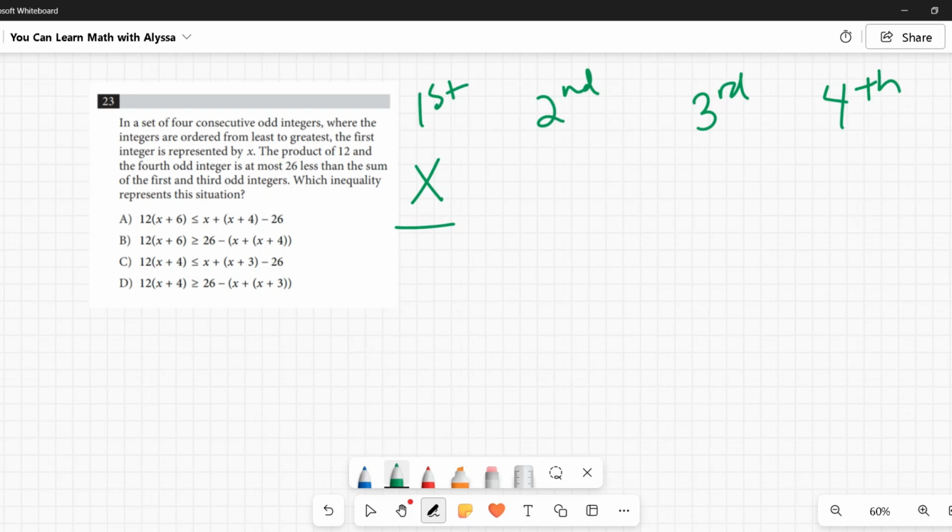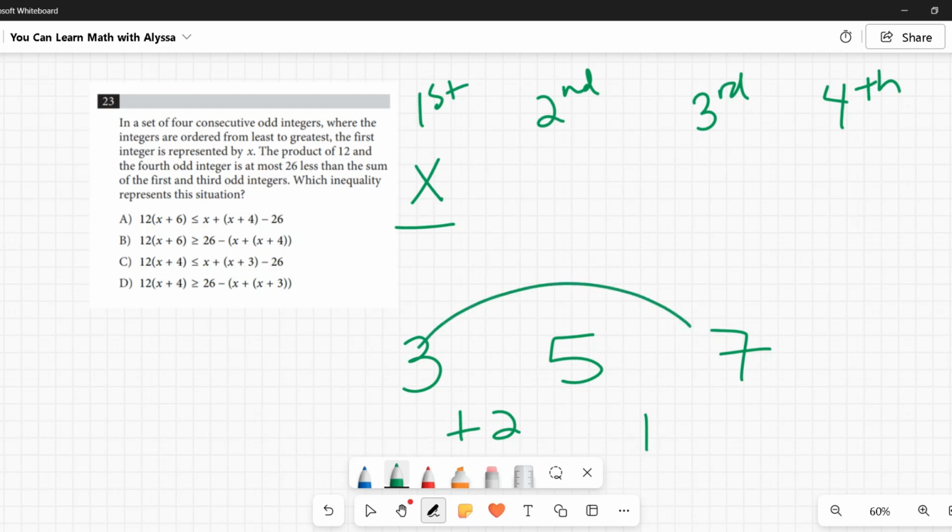Well, let's put a real number in here and say, okay, if this was 3, how would I get to the next odd integer of 5? I would add 2. Then to get to the next odd integer of 7, I would add 2 again. So to get from 3 to 7 would be adding 4. Then how about 9? I would add 2 again. So to get from 3 to 9, I'd be adding 6.